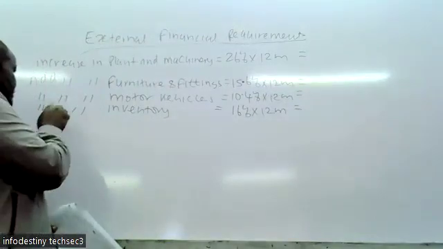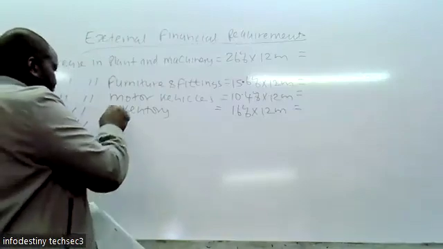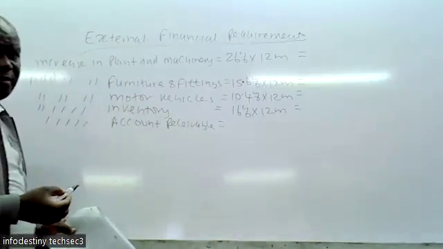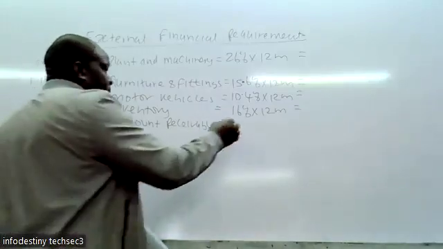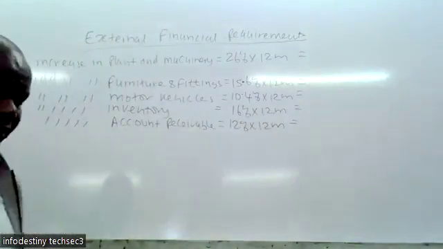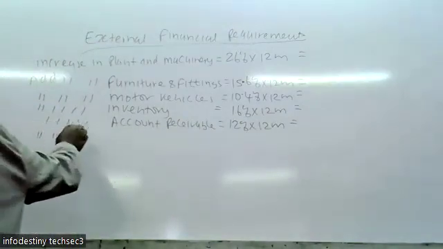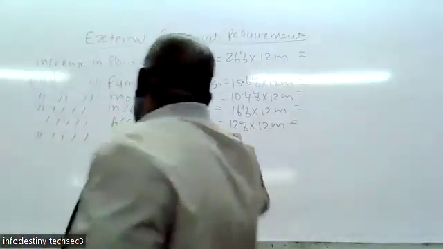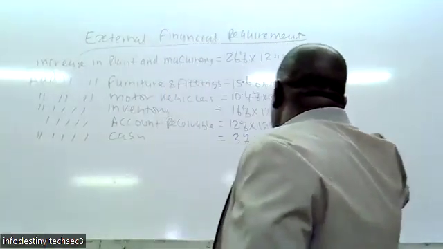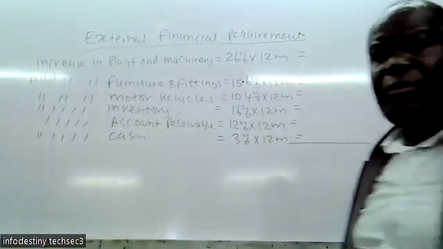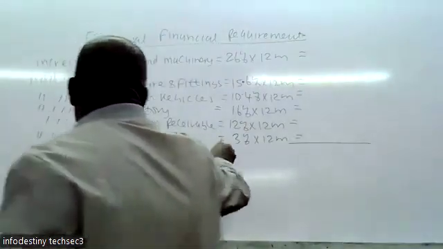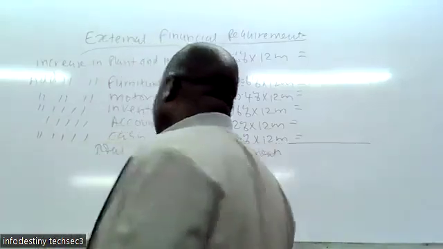Also accounts receivable, also an increase. So accounts receivable, it was what percent? 12% of 12. There is also cash, also add increase in the cash. So cash, it was what percent? 3%. So 3% of 12 million. When you add them together, you will get the total financial requirements.